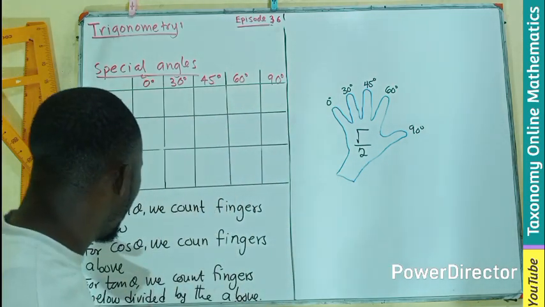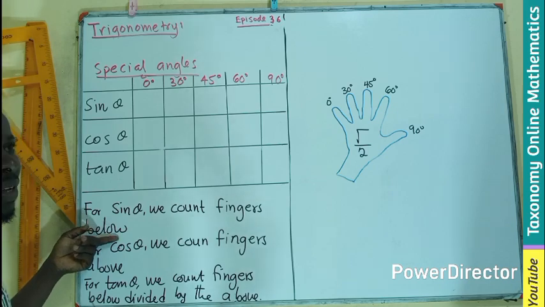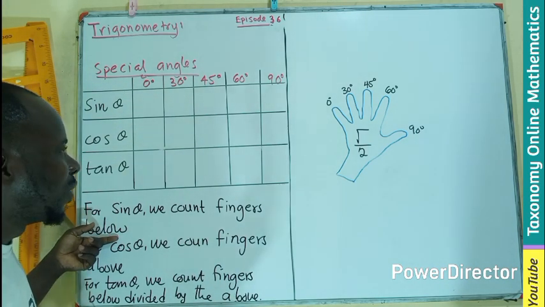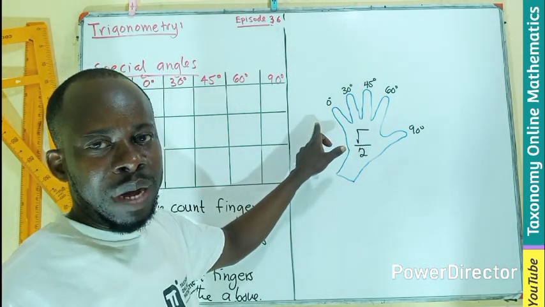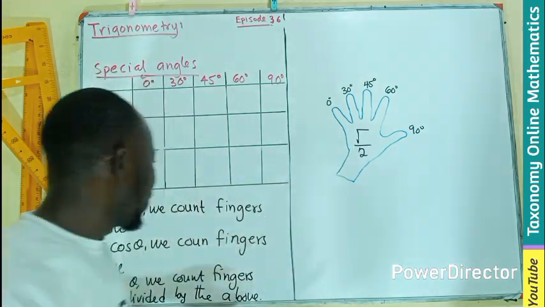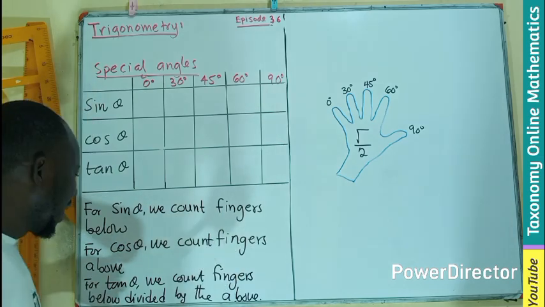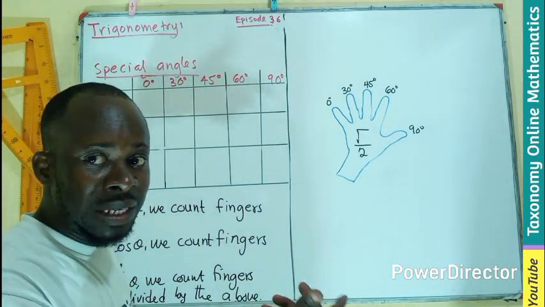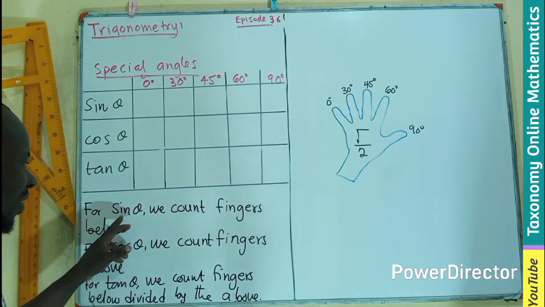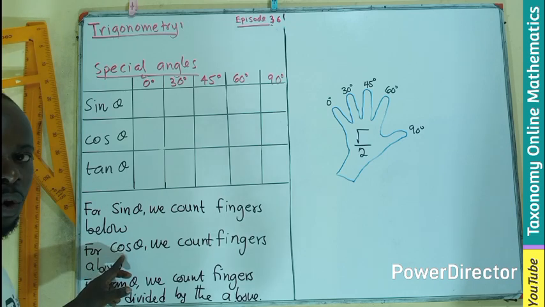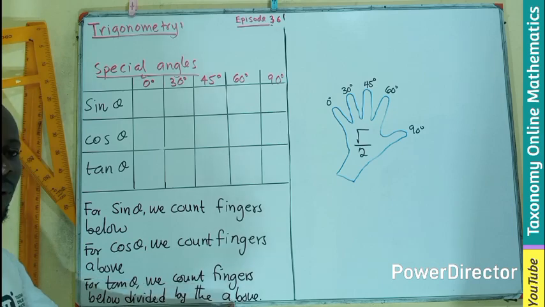Now, for finding sine theta, we count the fingers below the specified angle. Maybe when I start, you will get it. If I stand on this, I am counting the fingers below. But if I am looking for cos theta, I am counting the fingers above the specified special angle. Then for tan, we know tan is a ratio of sine theta over cos theta. Therefore, we pick only the fingers that are below divided by the fingers that are above.